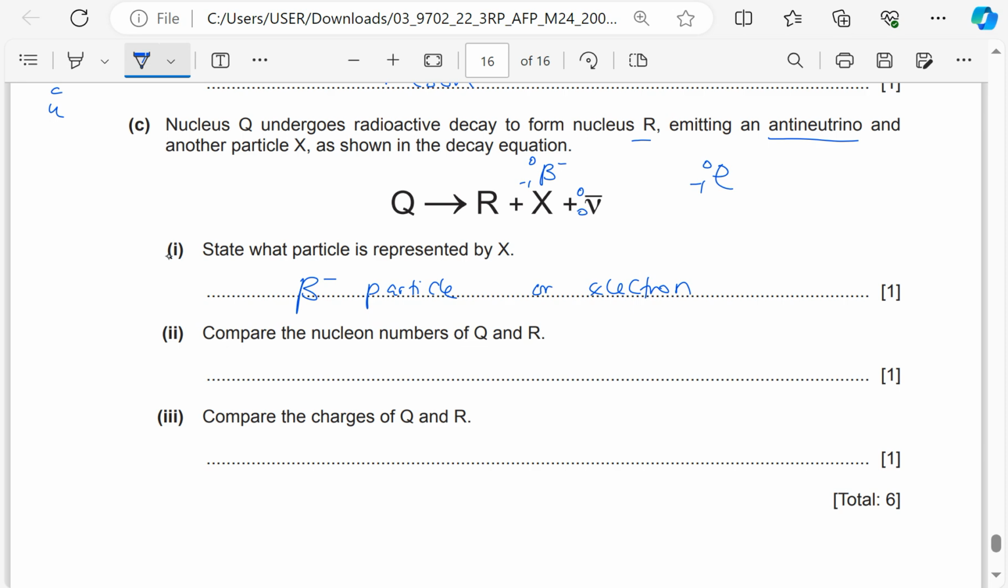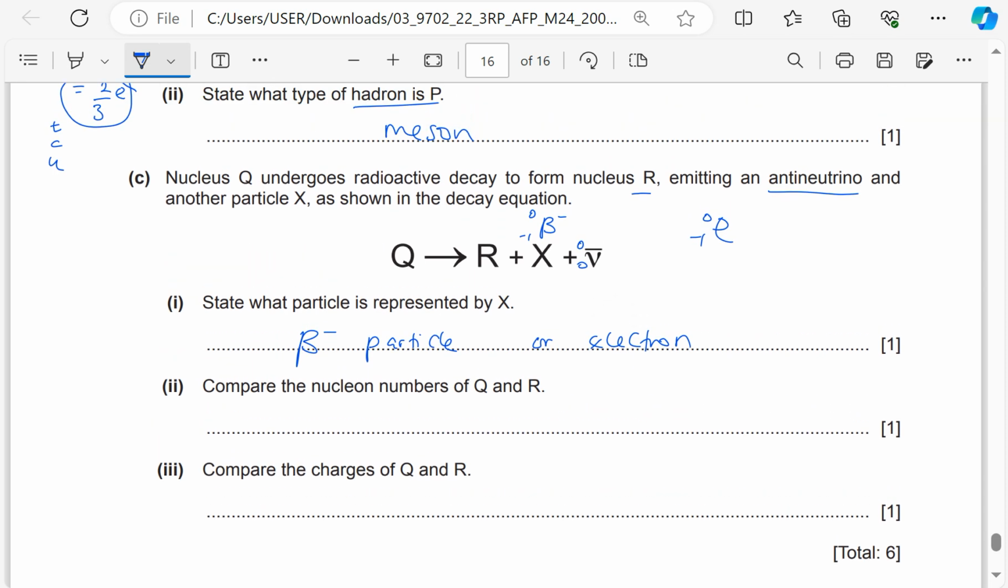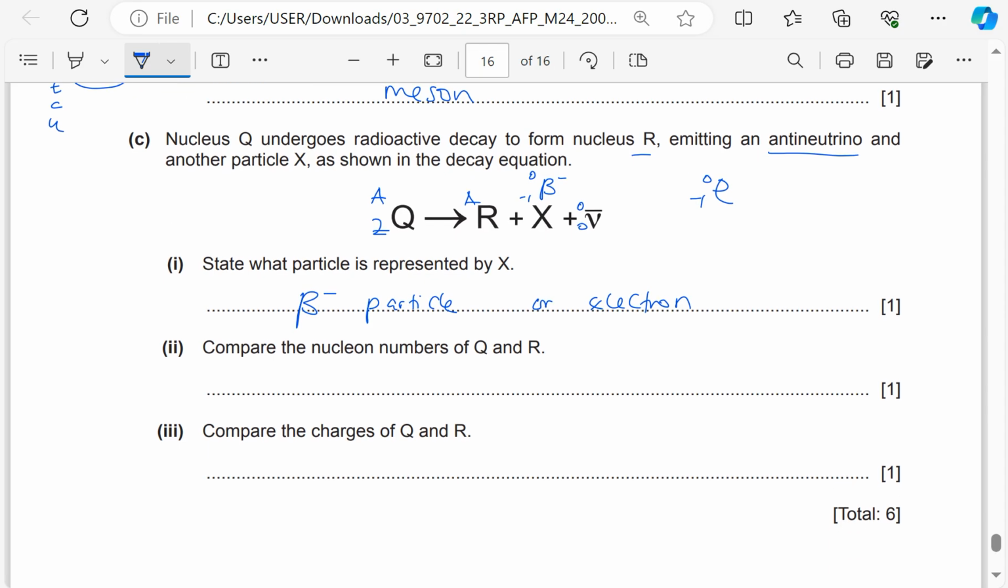Then compare the nucleon number of Q and R. If this is A and Z, this is going to be A. The nucleon number of Q and R is going to be the same. Or you can say equal, or it is the same.